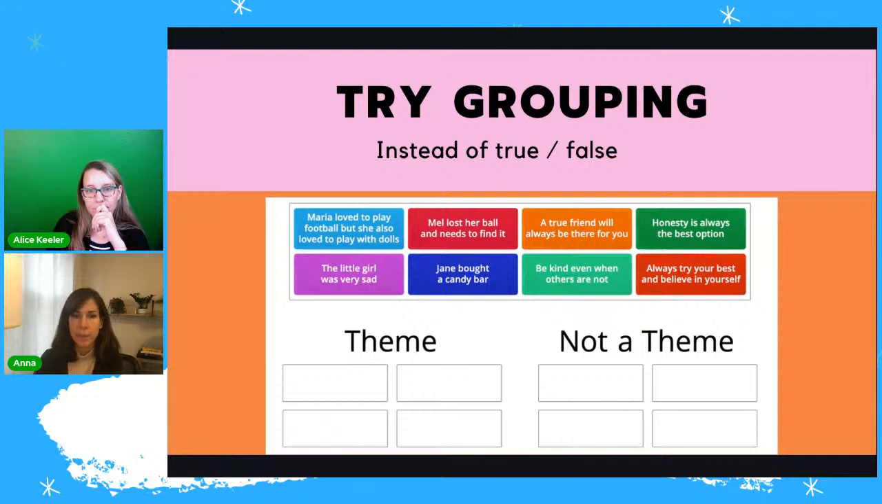I think that's a great place for more of a cumulative test. But while you're still learning a concept, grouping just feels less test-like. And it's also helping you associate, because at the end of a true false question, what you're left with is, okay, that was either true or false. But there's not a lot of meaning in that. If you're grouping it, then I'm thinking, okay, a true friend will always be there for you. That is a theme. So I've got that association between the statement and the thing that I'm actually trying to group it towards.